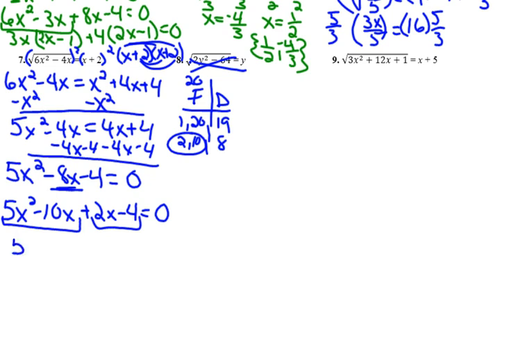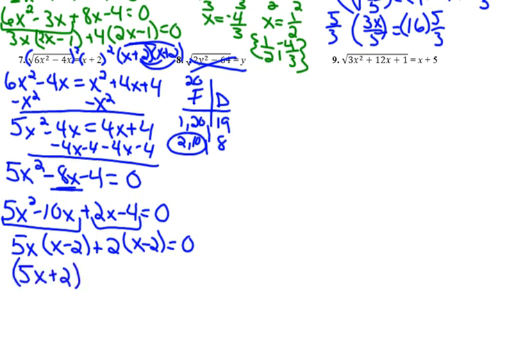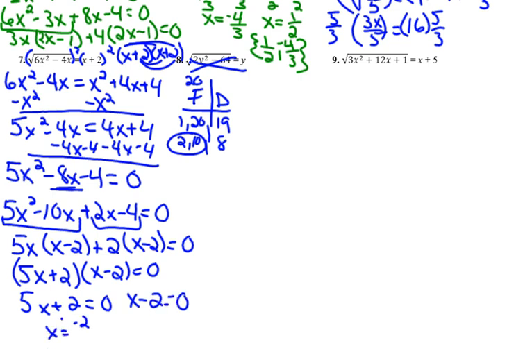So I can pull a 5x out. Leaves me with x minus 2. I can pull a 2 out. And now I can put 5x and 2 together. So my factors are 5x plus 2 and x minus 2 equals 0. Set those each equal to 0. So x is negative 2/5 and x is 2. And even though this one, I'm going to actually go through and check this one so that you can see. And again, we're going to end up not doing number 9.